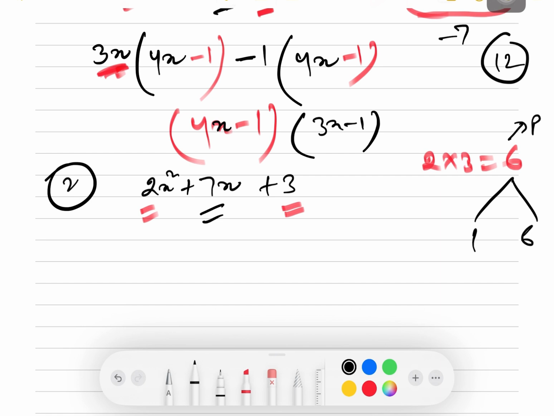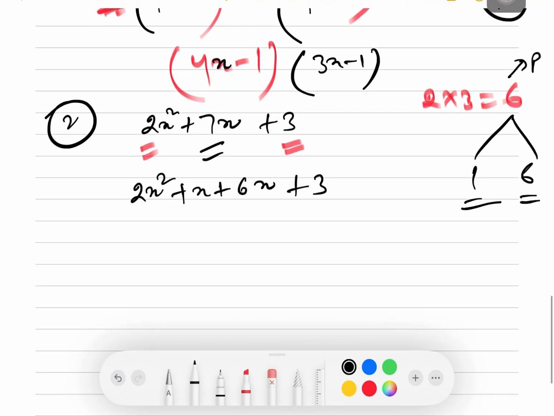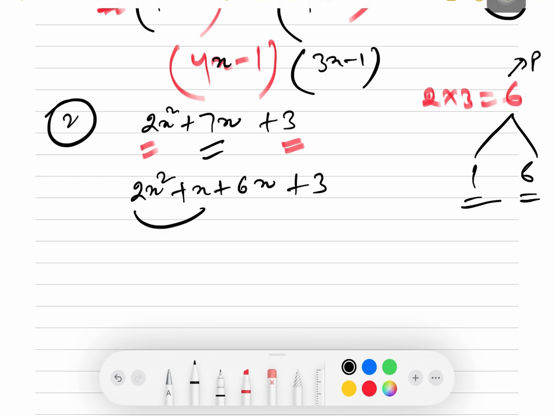So start with 1. 1 into 6 will give you product 6, and 1 plus 6 will give you 7 also. So the required numbers we can use are positive 1 and positive 6. So first term as it is, last term as it is, split the middle term, 7x into 1x plus 6x. 1x means just x plus 6x you can write.